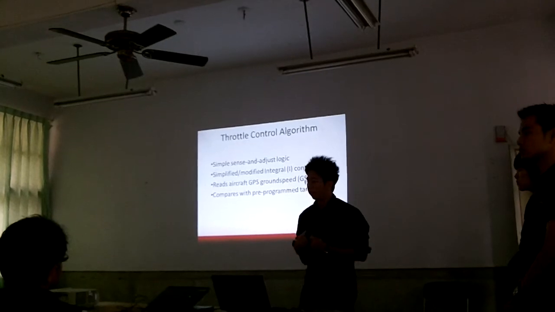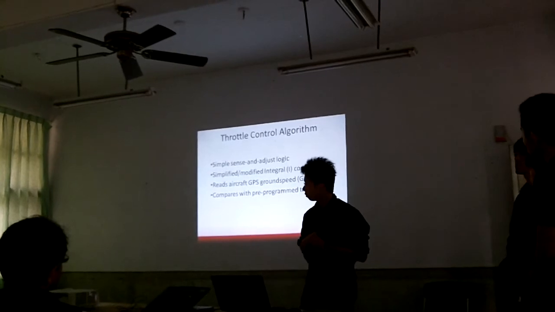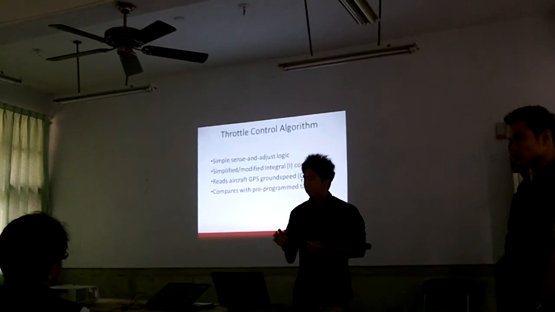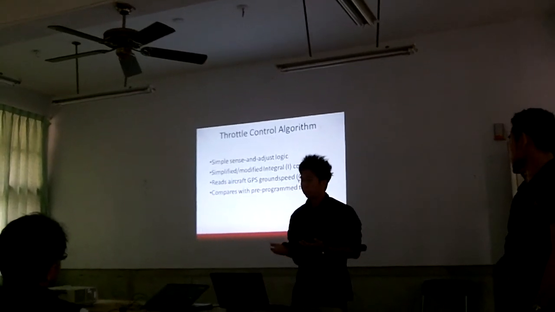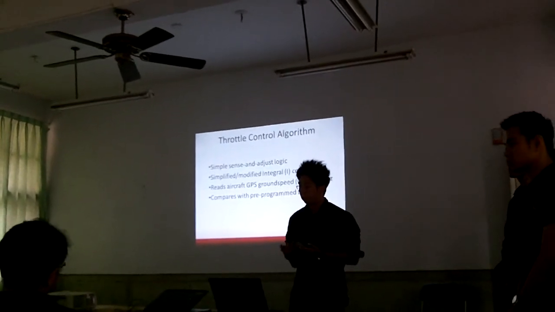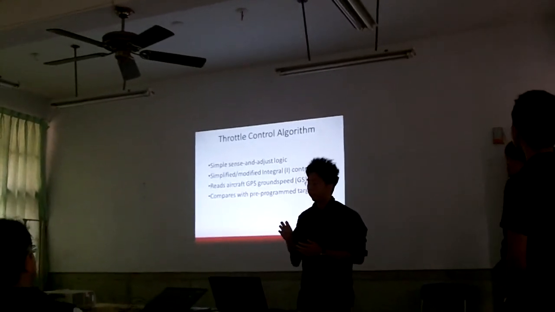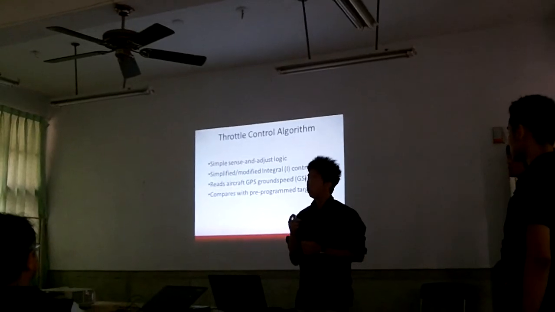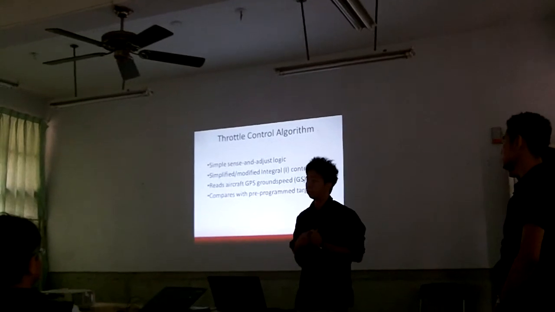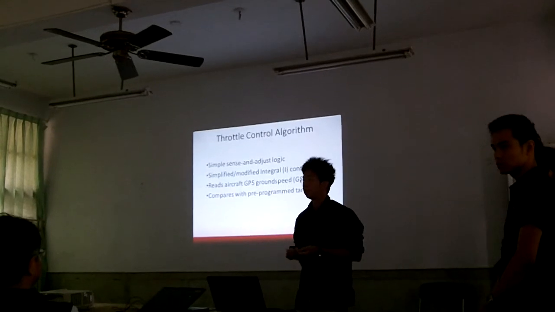So bearing that in mind, we have decided to change the source code a little bit so it can fly at our stipulated speed. So the algorithm that we have done up is a very simple sense and adjust logic. You can say that it is a somewhat simplified or modified version of a pure I controller. Why is that so? I'll explain later. So what it does is that it will extract the GPS ground speed of the aircraft at 50 Hertz. And it will compare with our pre-programmed target ground speed, which in our case is 15 meters per second. We've done some calculations and we feel that 15 meters per second is a very safe speed.